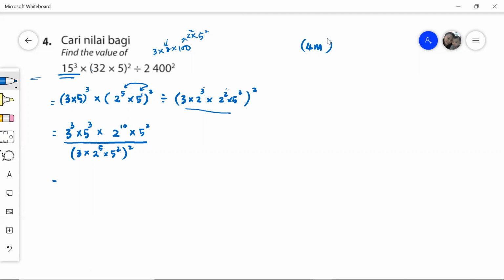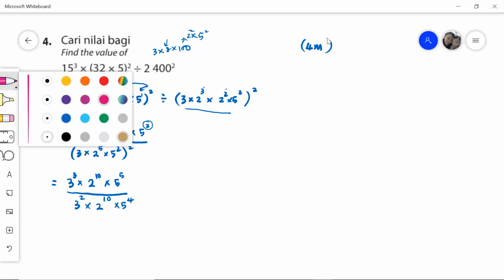So equals 3 to the power of 3 times 2 to the power of 10 times 5 to the power of, I can combine the base 5 with power 3 and power 2 there, so 5 to the power of 5, because 3 plus 2, over 3 to the power of 2 times 2 to the power of 10, and then times 5 to the power of 4. And now what we can do is simplify.